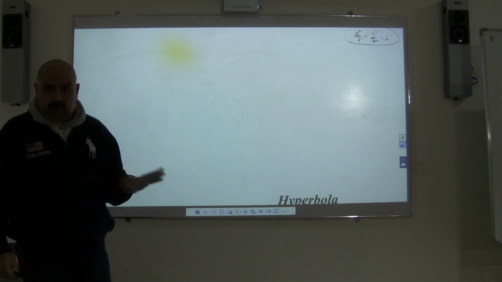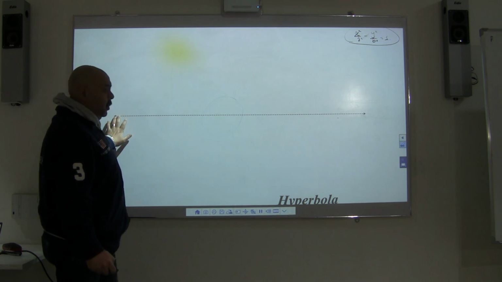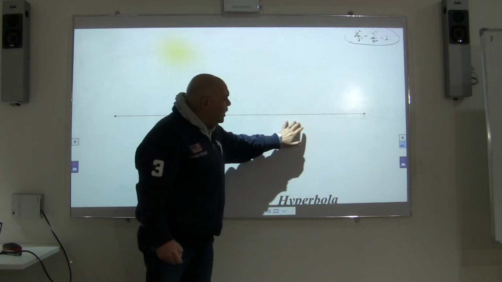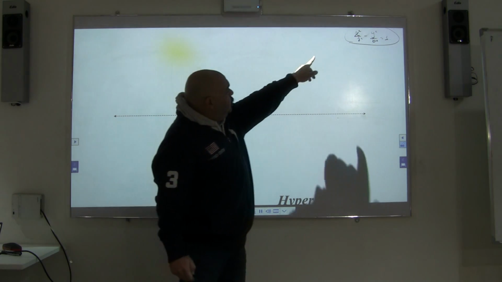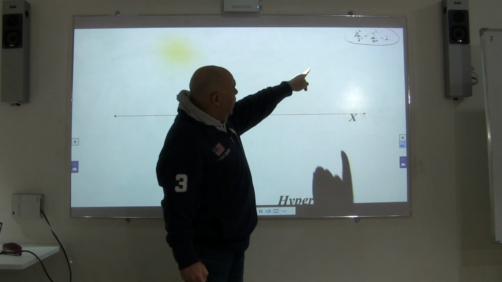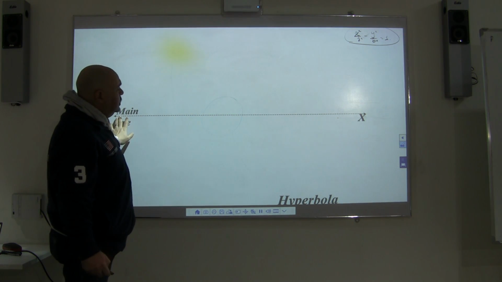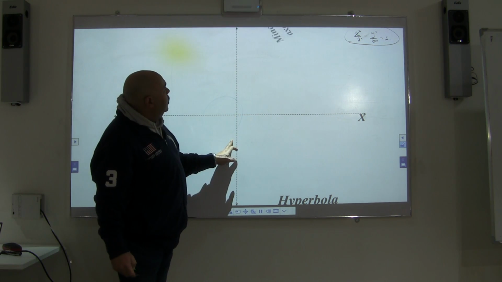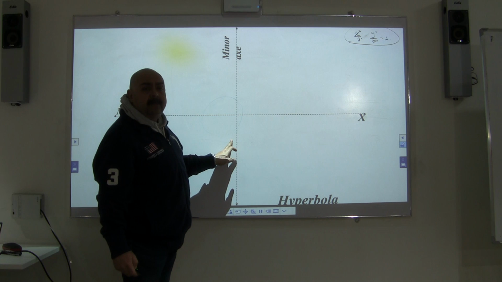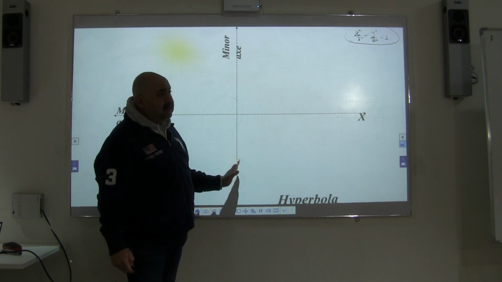The process is really very simple. All I have to do, this is the main axis. So actually, this is the major axis or the transverse axis. For this case, the symmetry will be around the y-axis. This is the second axis, the y-axis, which we sometimes call the minor axis. So this is the main one, and that's the minor one.